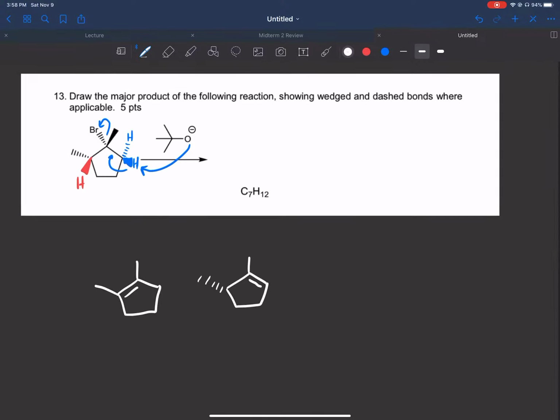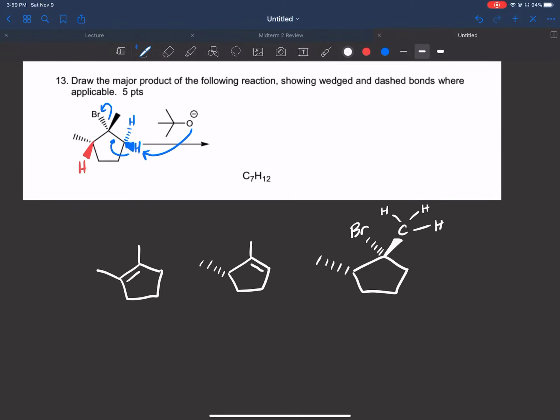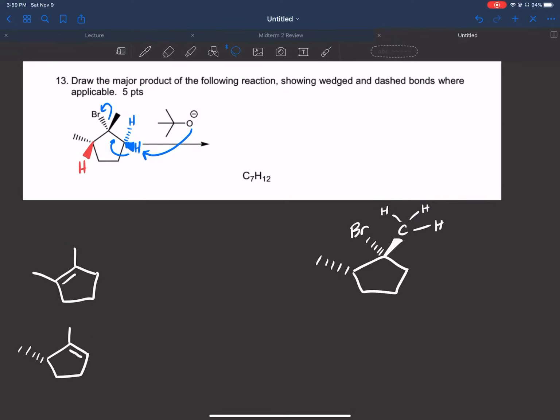All right, so I'm going to redraw the original reactant. Okay, so what about the hydrogens on that methyl? They're still the correct distance away for an E2 reaction, right? So what if I grabbed one of them? Well, let's move this stuff away and bring this a little bit closer.